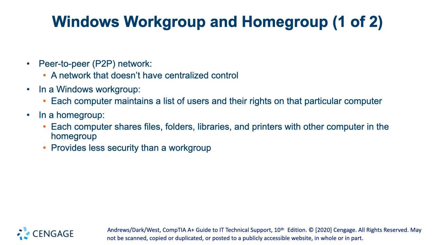So first 2 are our work groups and home groups. Windows workgroups and home groups work as a peer-to-peer network. That means there is no centralized control or management. Every system manages its own resources. In a Windows workgroup, each system must maintain all user accounts and access rights that they have on the computer. For example, if you have a workgroup with 10 employees and 12 computers, every computer must have an employee account created on it if that employee is going to access any resources on that computer, either directly or remotely.